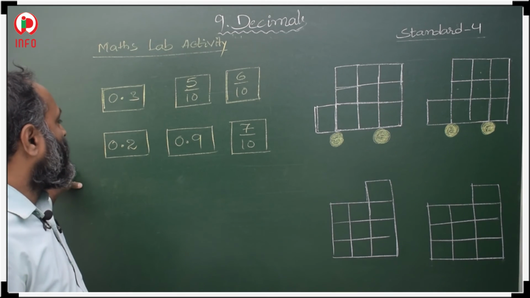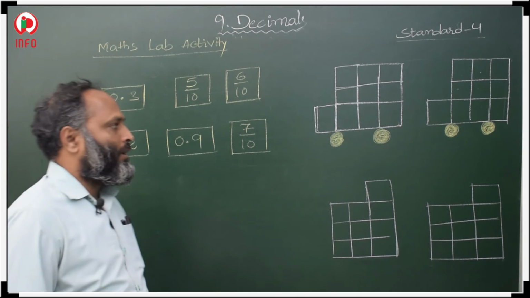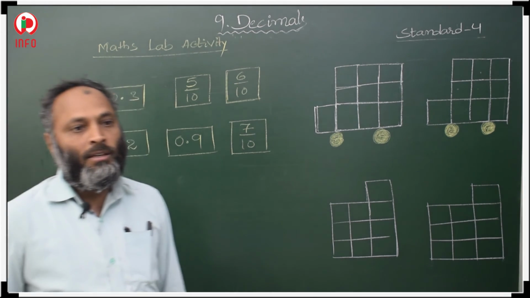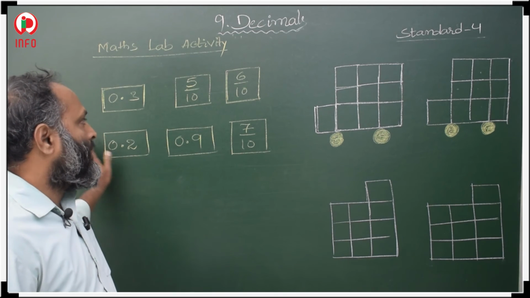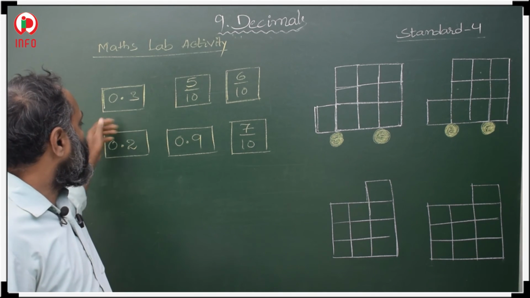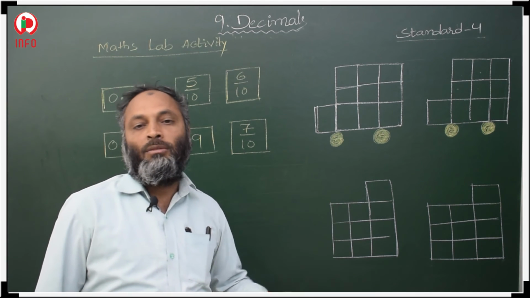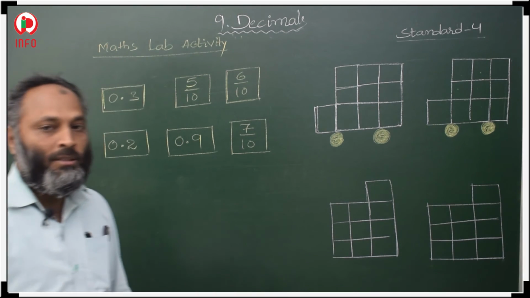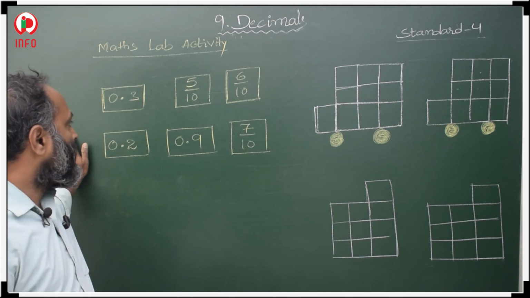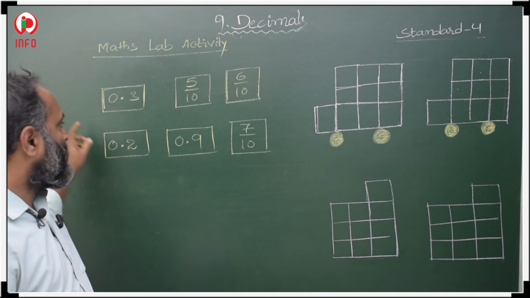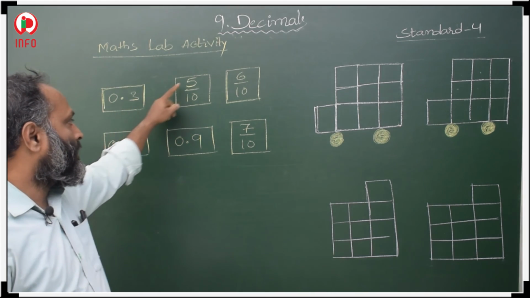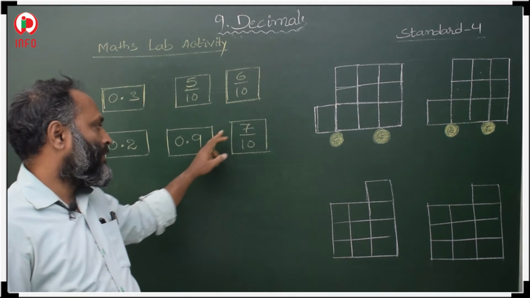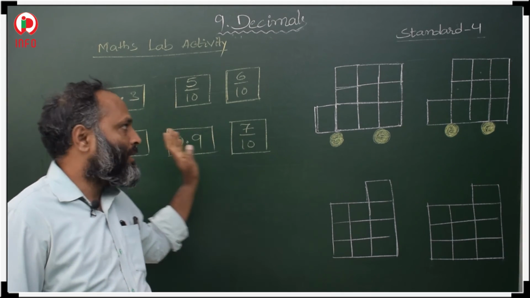Now see here, in this lab activity, what is the main aim, main objective of this activity? The main aim of this activity is that you should know how to convert fractions into decimals and decimals into fractions. Here some cards are given. One is 0.3, other ones are 5 by 10, 6 by 10, 0.2, 0.9, 7 by 10. Here 6 cards are given.